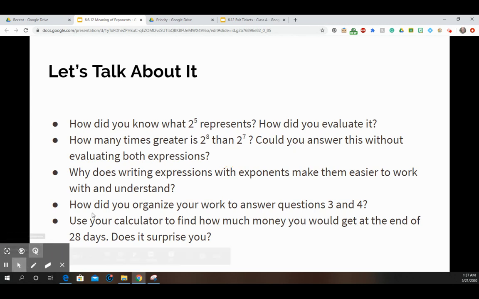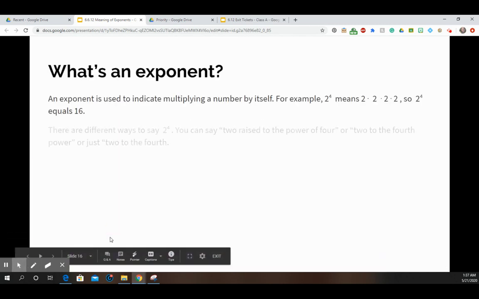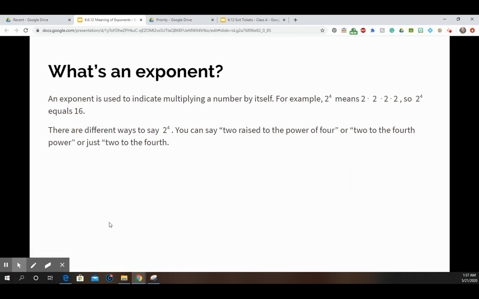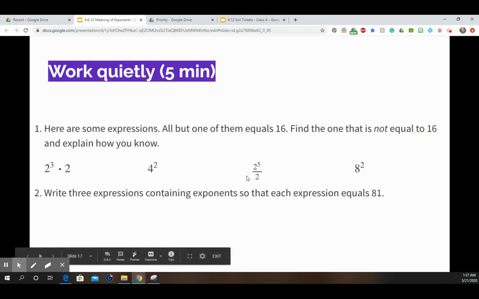Okay, let's move on. Let's make 81. So what is an exponent? An exponent is used to indicate multiplying a number by itself. For example, 2 to the 4th means 2 times 2 times 2 times 2, so 2 to the 4th is equal to 16. There are different ways to say 2 to the 4th. You can say 2 raised to the power of 4, or 2 to the 4th power, or just 2 to the 4th.